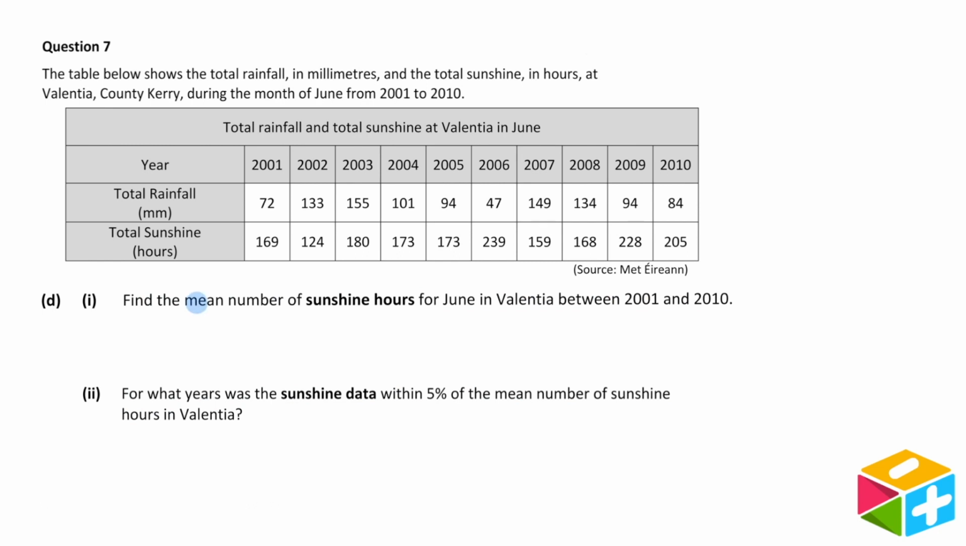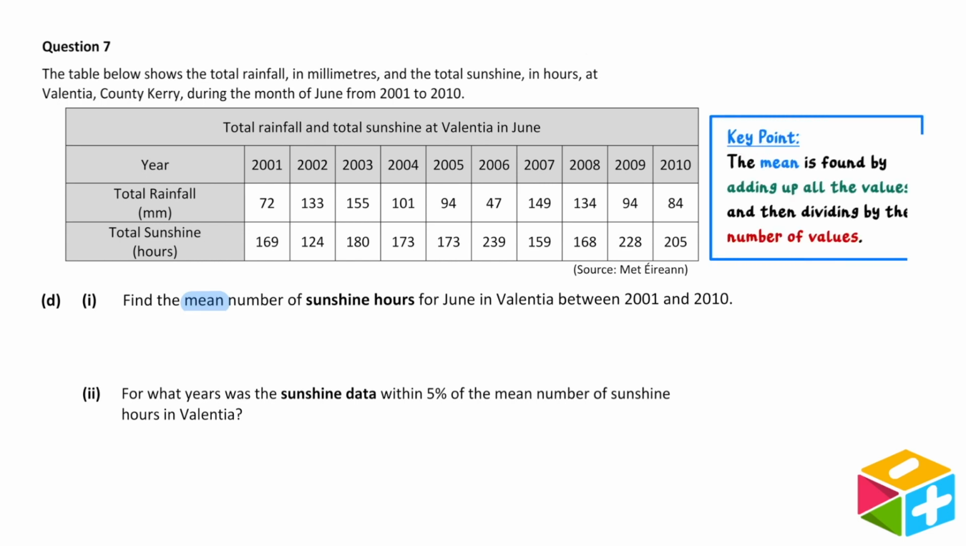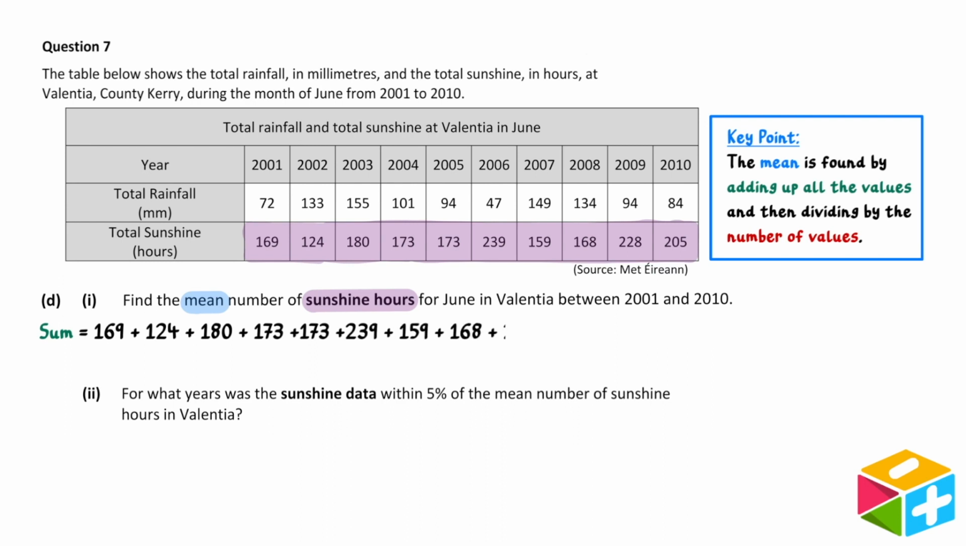We're asked to find the mean number of sunshine hours. So how do we find this? Well, the mean is found by adding up all the values and then dividing by the number of values. We want to find the mean of the sunshine data. The first step will be to add up all these numbers. When we type this into our calculator, we get an answer of 1818.